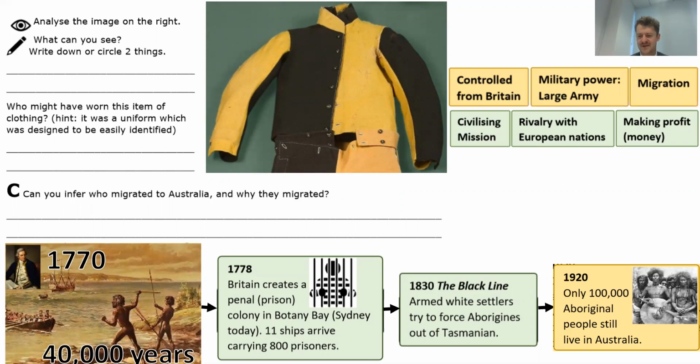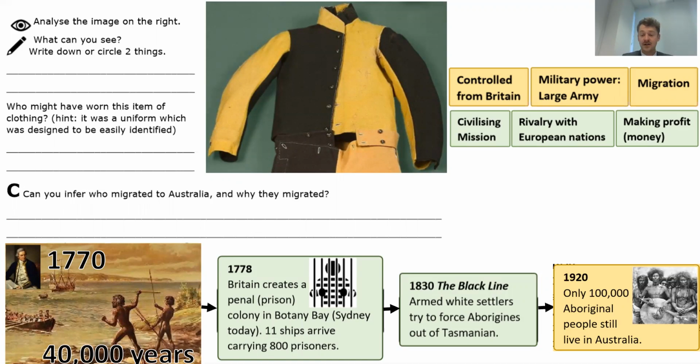Have we seen a civilizing mission? Are they making life better for those Aboriginal people? Well, no, they're not. Have we seen a rivalry with European nations? Well, not really. No one else is really that interested. Finally, have we seen making profit, making money from Australia? Well, we've seen a bit of that because that is why the prisoners went there, to farm, to work on infrastructure such as roads, to help make money from this colony, and later would go and mine gold. So we're going to move on to the next section.